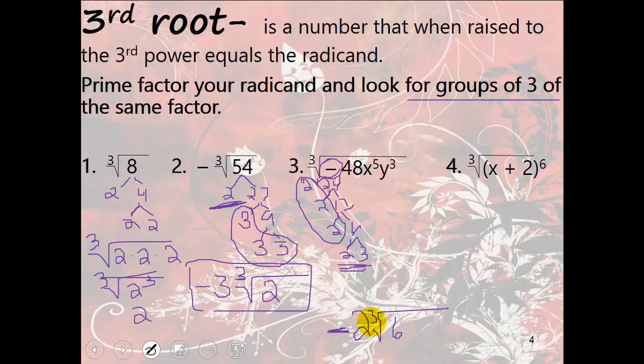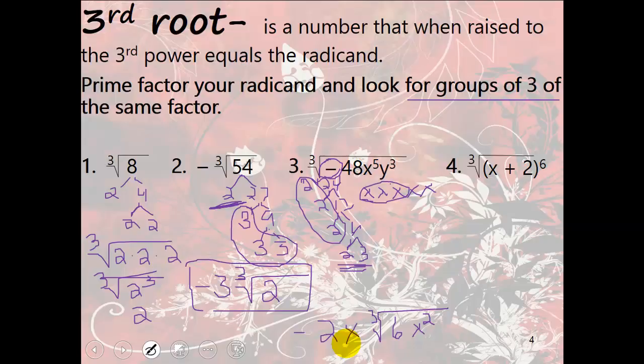And now I have to work on my x's. I have 5 of them. So these come out as an x, all right? And these stay under. So I have an x squared there. I need to make some more room. So I had my negative, I had a 2, and I had an x. Just one of them comes out because that's a group. That means that I have to keep x squared underneath the radical.